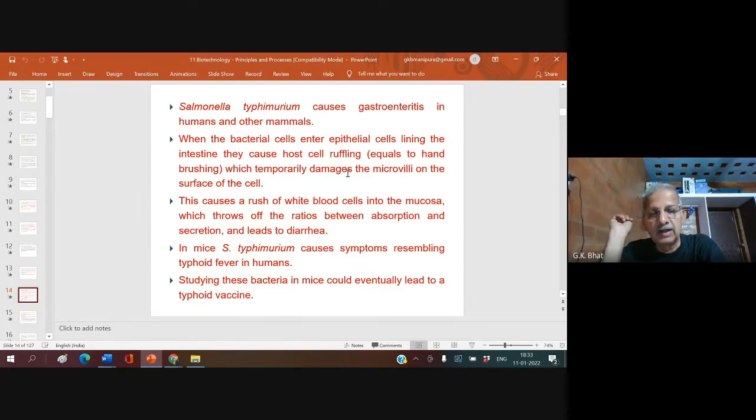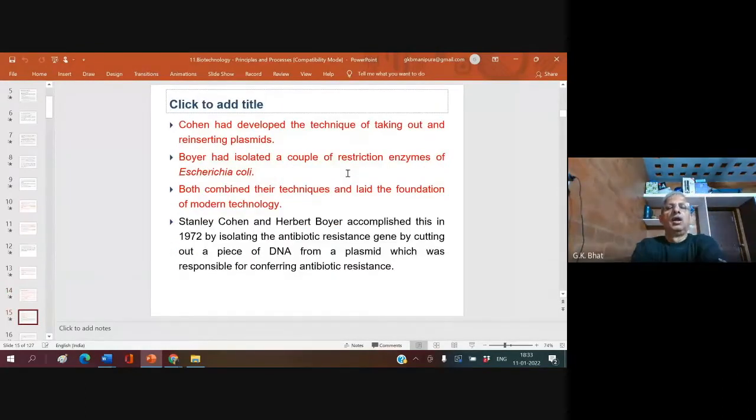Studying this bacteria in mice could eventually lead to a typhoid vaccine. You must remember that it is present in the intestine. Right. Now let us look into who has done this first recombinant DNA technology.